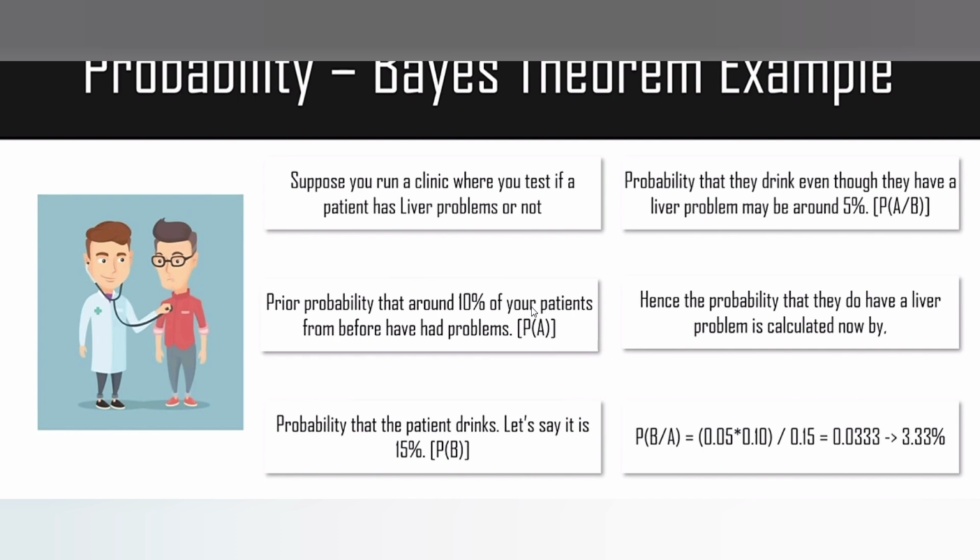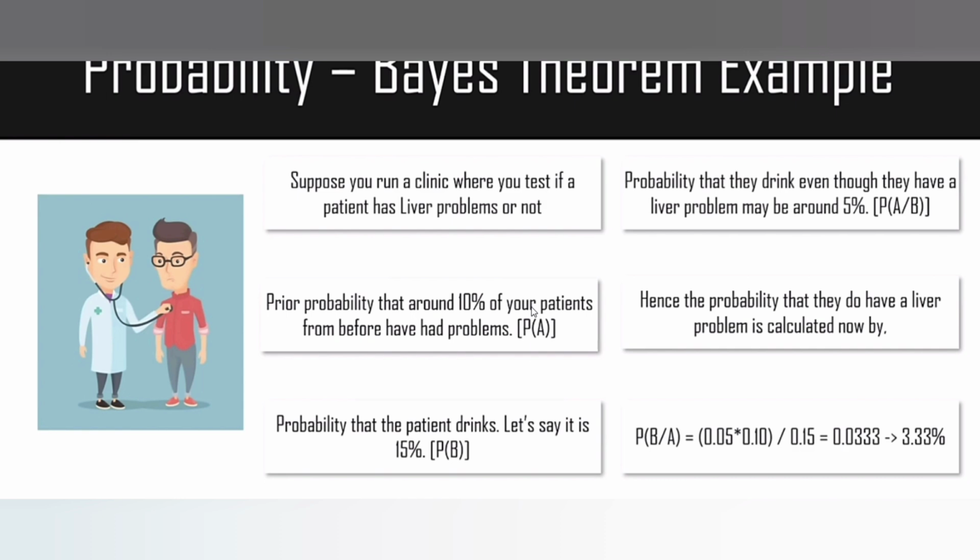The probability of B is 0.15, that is 15%, and the probability of A given B means the patients who drink must have the liver problem. So liver problem is dependent on B. So this is 0.05 times 0.10, the patients who have a liver problem times the patients who drink having the liver problem. Total liver problem divided by the drinking patients equals this, meaning whoever drinks and has the liver problem is 3.3%.